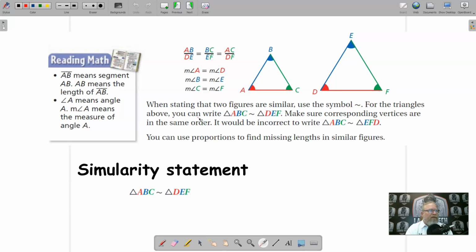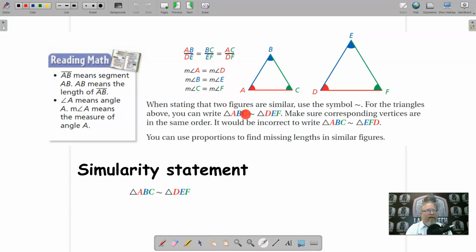For the triangles above, you can write triangle ABC is similar to triangle DEF. Make sure corresponding vertices are in the same order. It would be incorrect to write triangle ABC is similar to triangle EFD. And the reason for this is, notice that angle A, the A comes first, and therefore, since D is the corresponding angle, D should come first. Up here, we have the correct version of that. A is listed first, it corresponds with D, so D is listed first. B is listed second, its corresponding angle is E, so E is listed second.